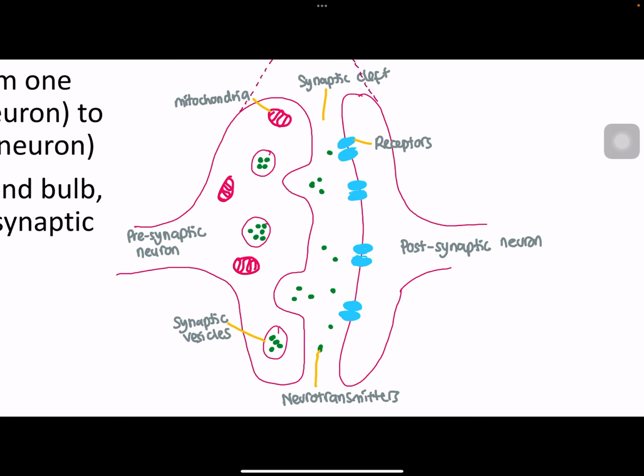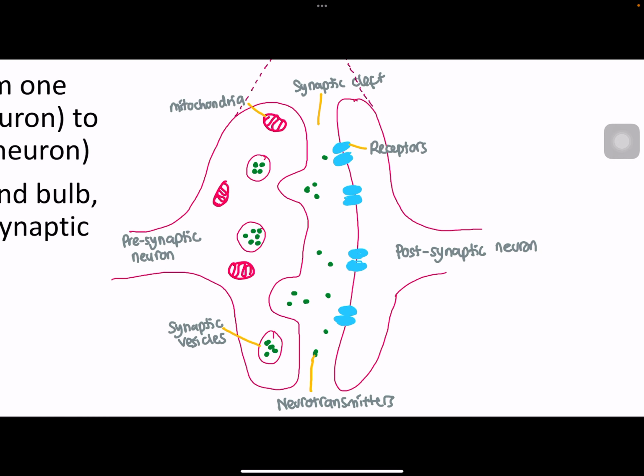So there are three important structures. The first one is the synaptic end bulb of the presynaptic neuron. This is actually the ending of the terminal axon. Number two, there is the very narrow space between the two neurons known as the synaptic cleft. And finally, you have the postsynaptic neuron or the postsynaptic membrane.